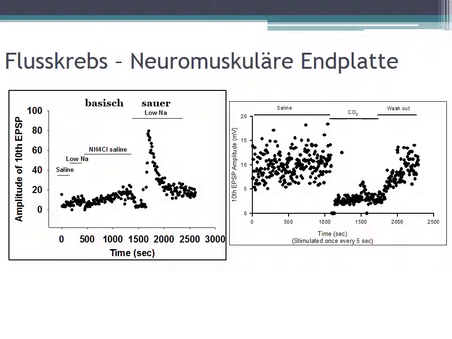that the amplitude of the EPSPs decreases a lot. So in comparison to the ammonium washout, where we have an increase, here we have a decrease. But what you can see is that this effect can be washed out. So after we wash it out, we have the same amplitude as in the beginning again. So here you can already see that maybe CO2 and pH have a different effect on the cell.